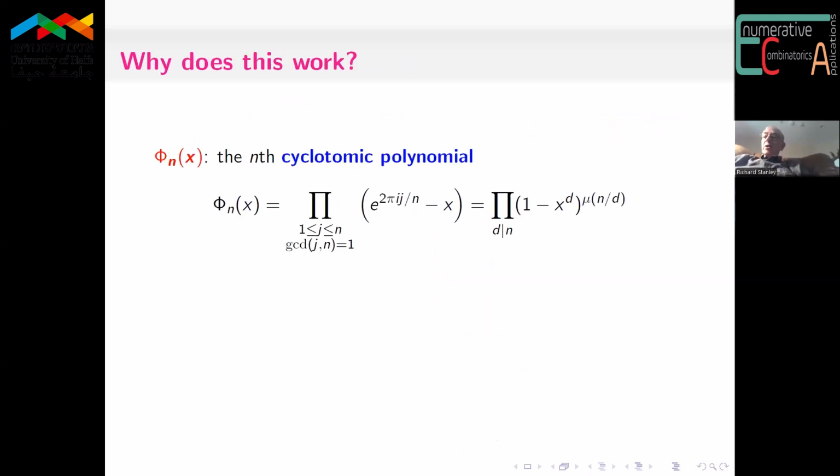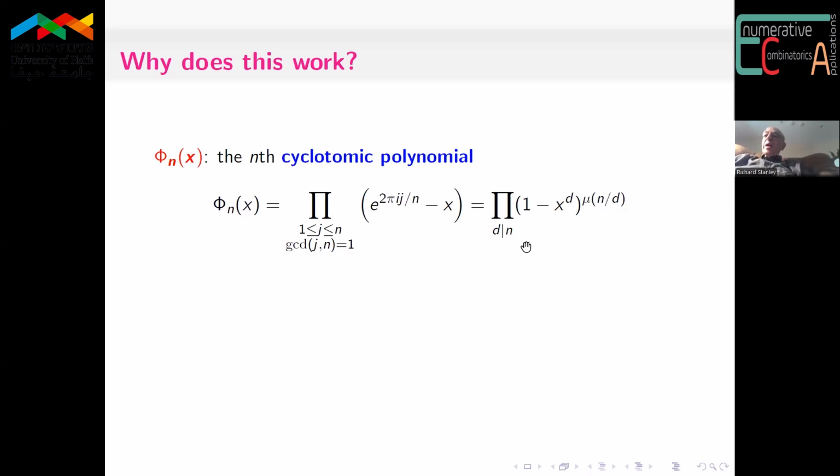Well, why does this work out so elegantly? Well, in general, it's because cyclotomic polynomials are involved. The nth cyclotomic polynomial, Pn of x, I will define to be the polynomial whose roots are the primitive nth roots of unity. And I'm going to normalize them to have constant term 1. Usually they're monic. This only will make a difference when n equals 1, because otherwise the cyclotomic polynomials are monic and have constant term 1.